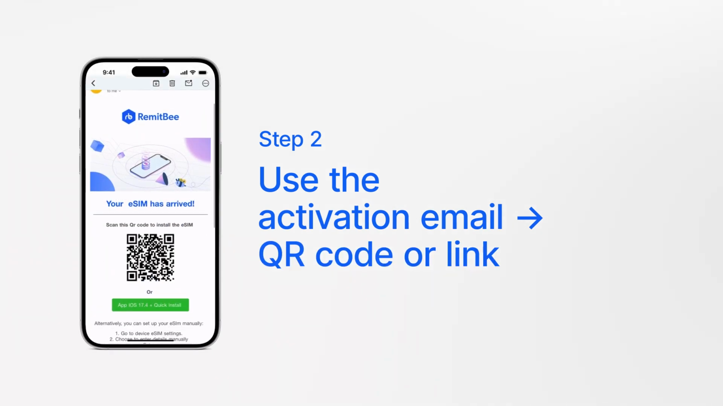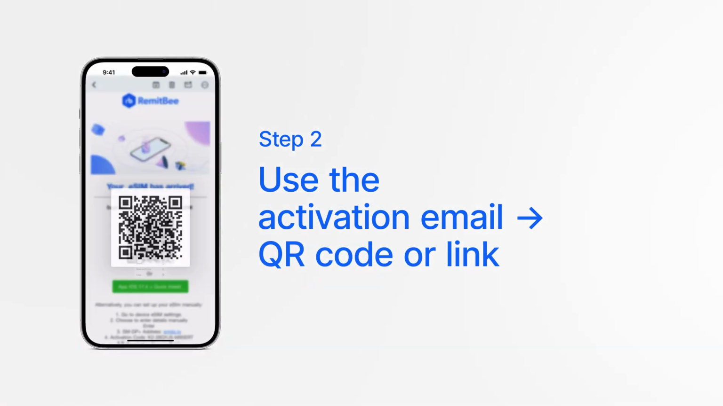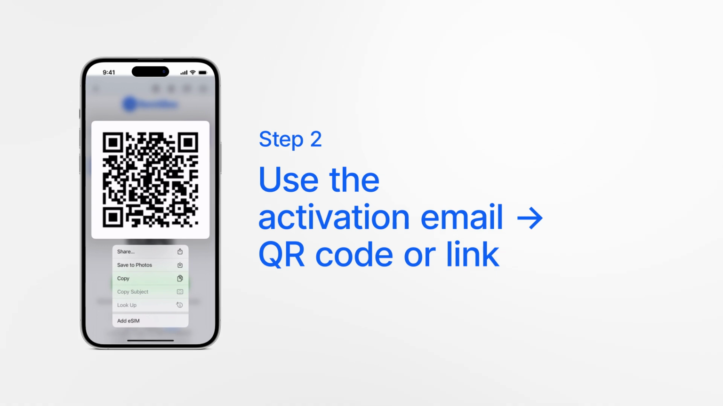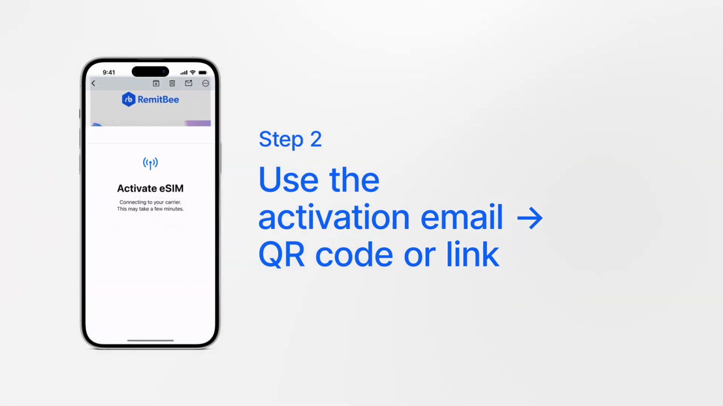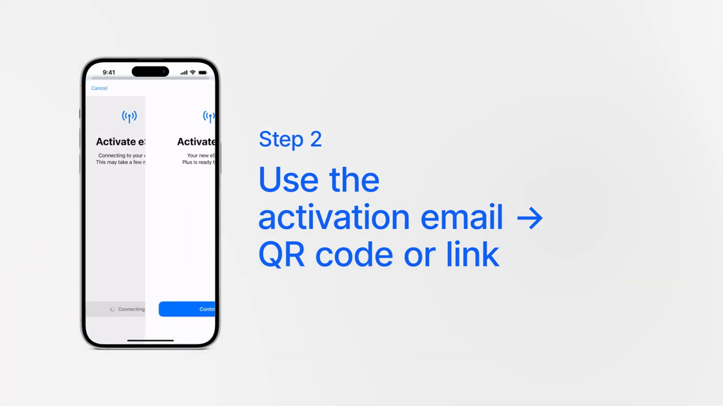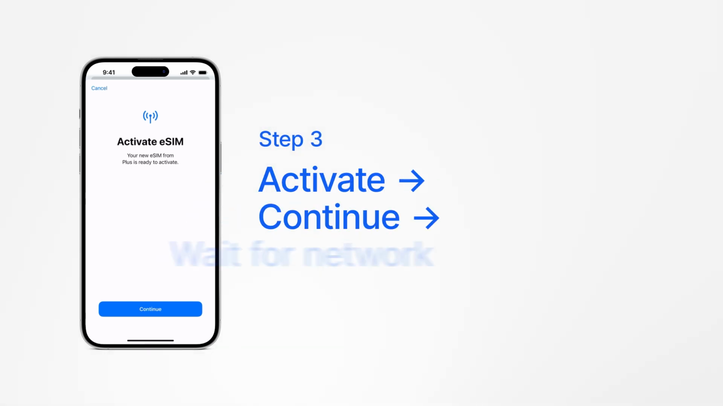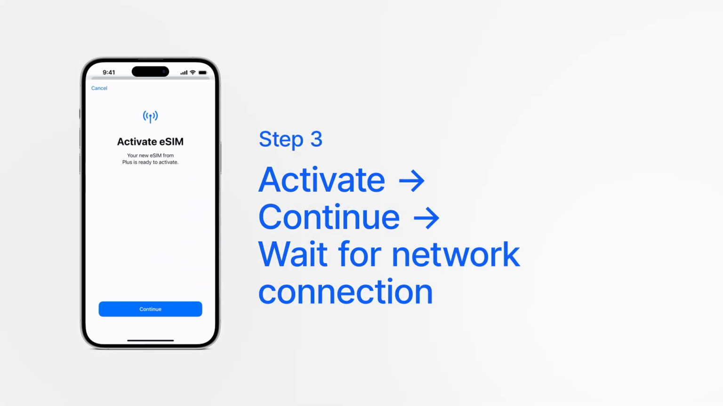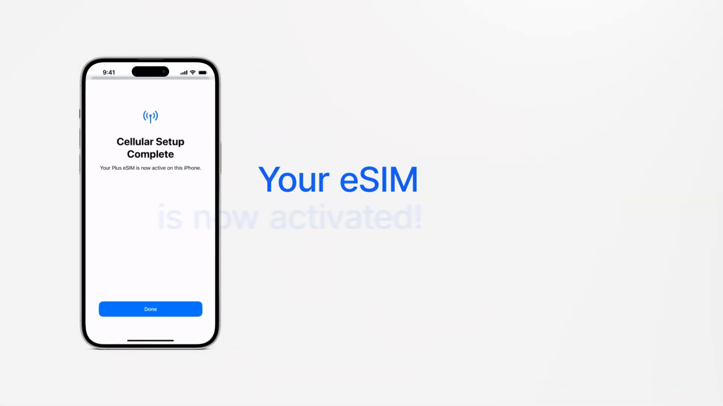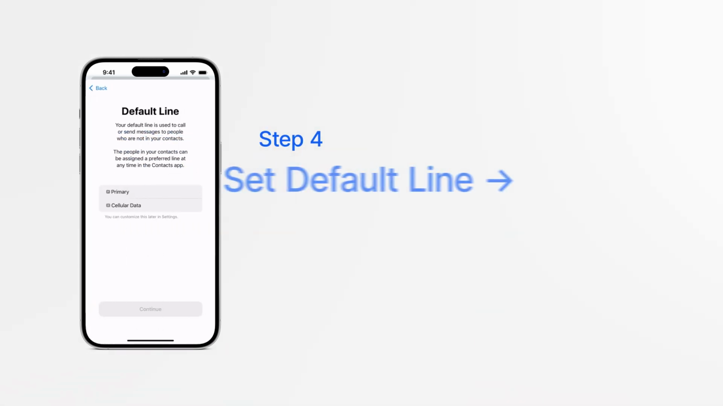Step 2. If activating via email, open the email, long press on the QR code image and select the eSIM option, or click the activation link to start. Step 3. Once your eSIM is ready to activate, tap Continue. Wait for the eSIM to connect to the network. Your eSIM is now activated.